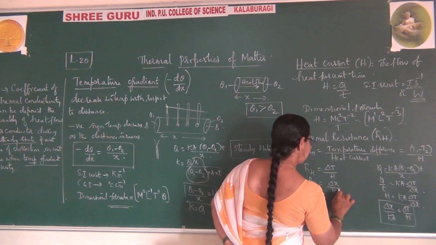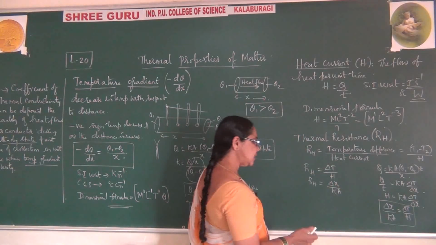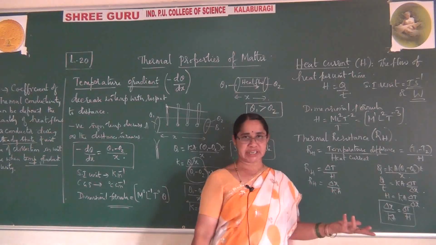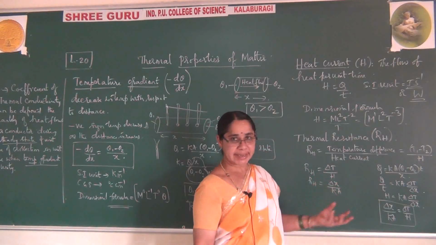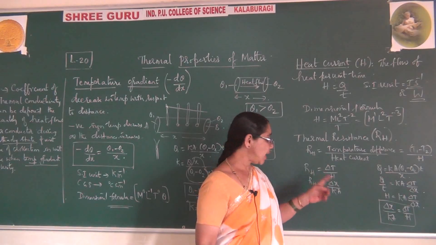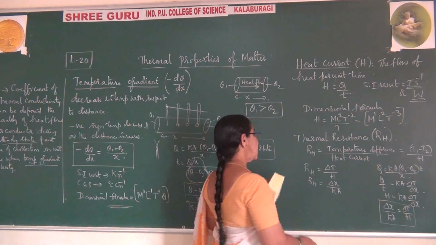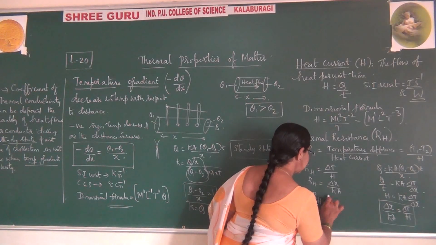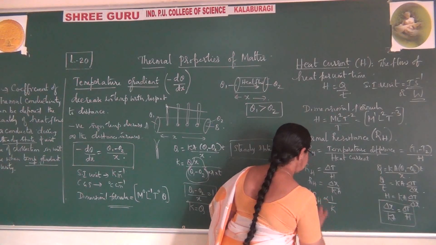X by K. If you observe this, what is this X? It is a distance. And A is the area of cross section of the material you are taking, and K is the thermal conductivity. How is this R_H related to thermal conductivity? Always remember, this R_H is inversely proportional, 1 by K.